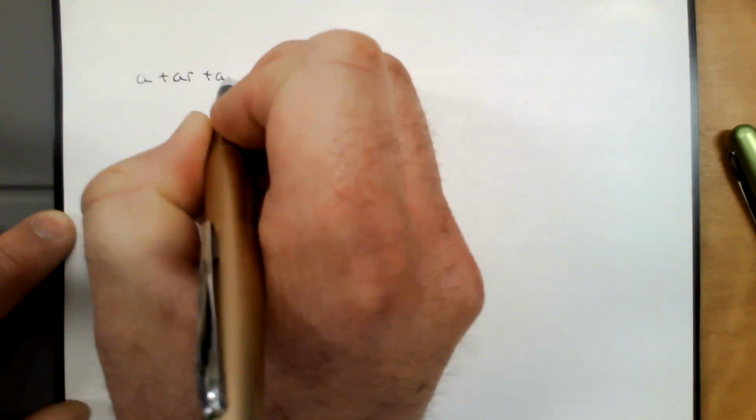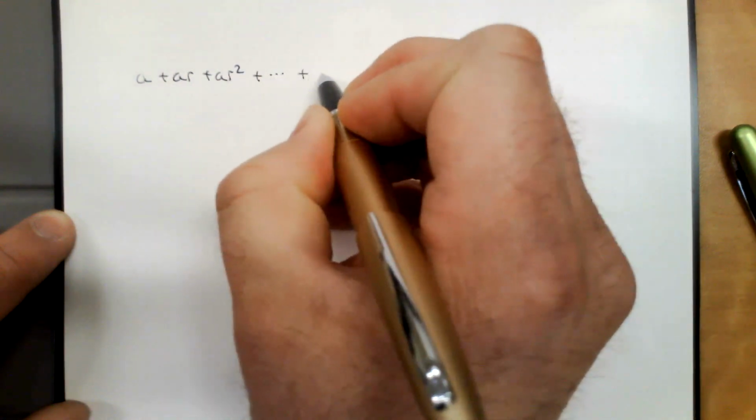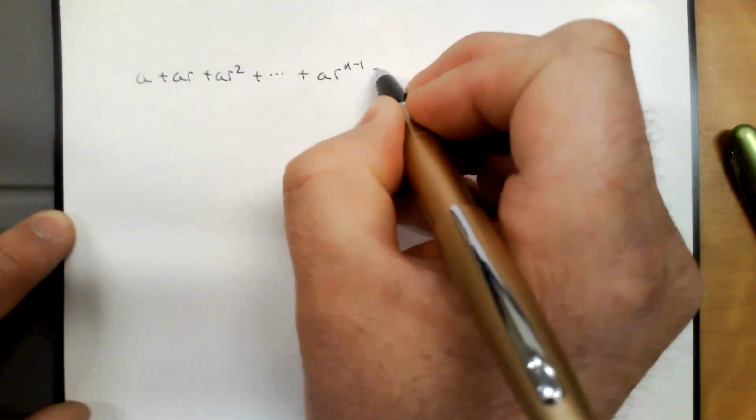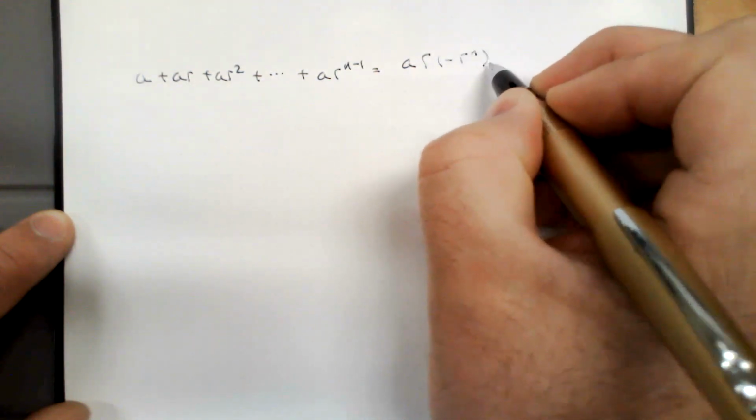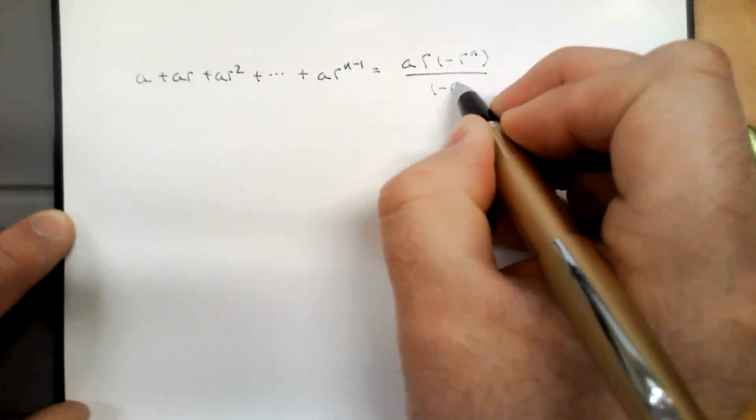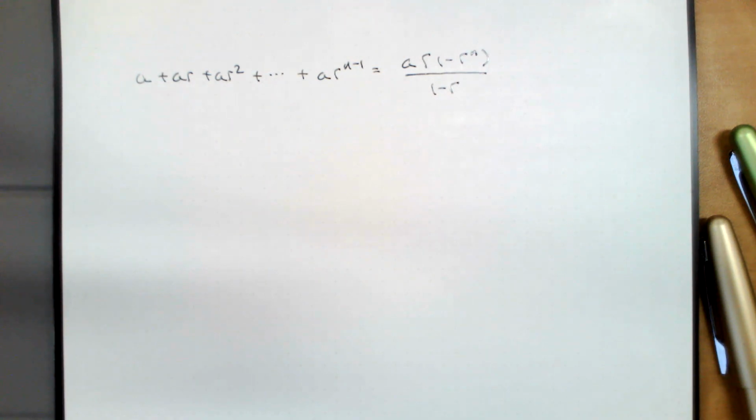let's talk about some cool algebra that's going on here. So we see that A plus AR plus AR squared is what we just found. We have a first term of A, a common ratio of R and N terms. Then we found the formula for the sum of that finite geometric series.